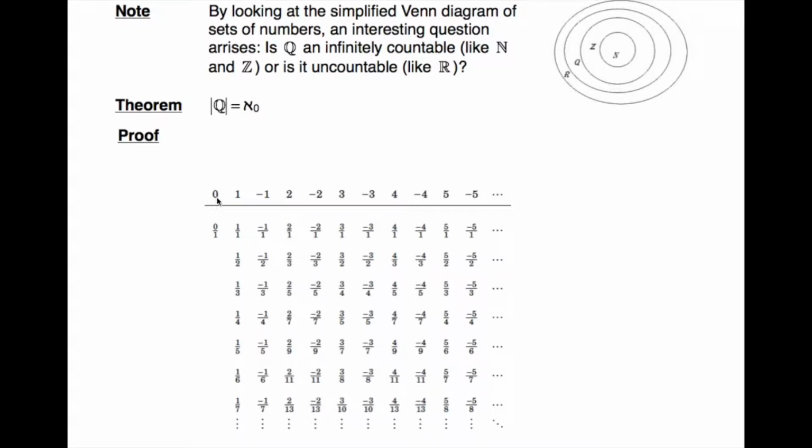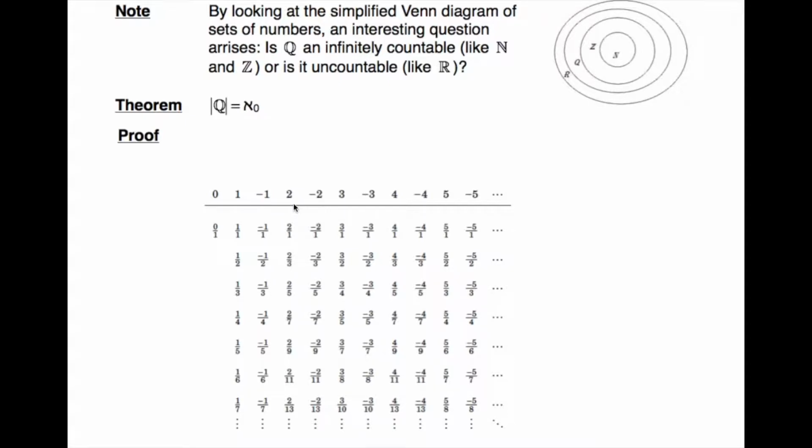First of all, we want to have all the integers 0, 1, -1, 2, -2, 3, -3, 4, -4, and so on. And below that, we write all the fractions whose numerator is the number up here. So below 1, we have 1 over 1, which is 1, 1/2, 1/3, 1/4, and so on. Below -1, we have -1, -1/2, -1/3, and so on.